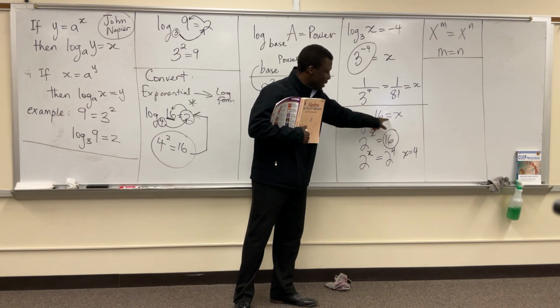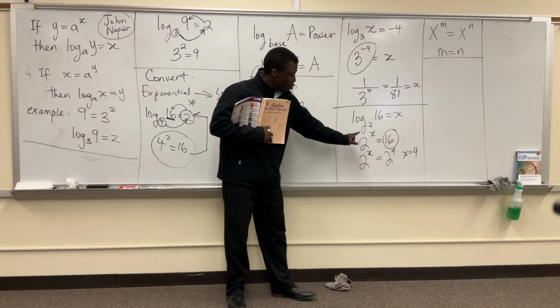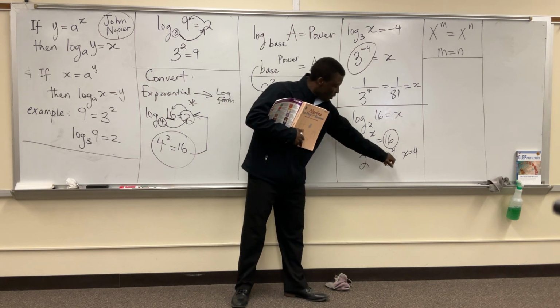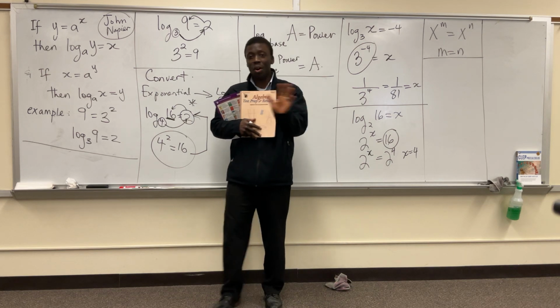log base 2 of 16 is equal to x became 2 to the power x is equal to 16. 2 to the power x just stayed the same. 16 became 2 to the 4th power. Because the 2's are the same base, the powers must be the same. That's another rule that we use with logarithms.